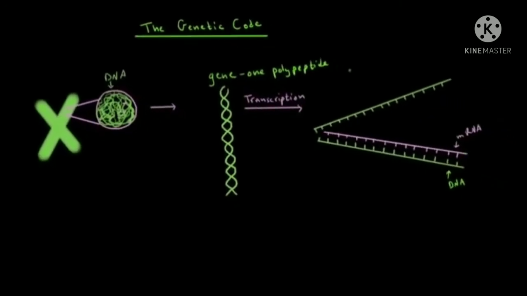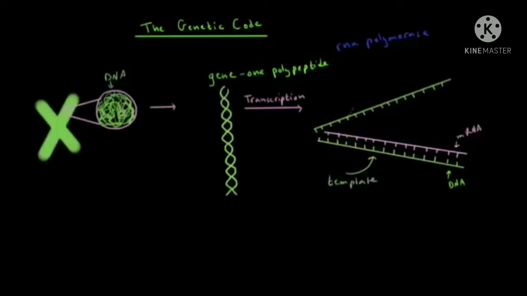And at some point, this gene will undergo transcription, and that means that an enzyme, RNA polymerase, will come along and make a strand of mRNA that's complementary to one of the DNA strands. And the DNA strand that it uses to make the mRNA is called the template strand.